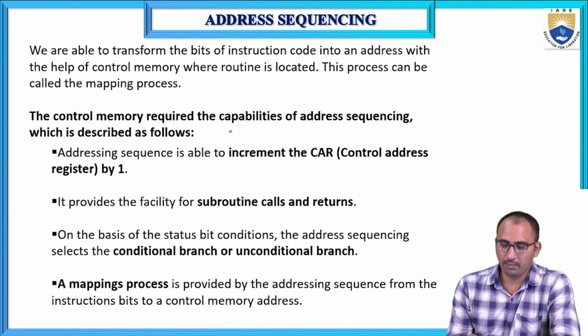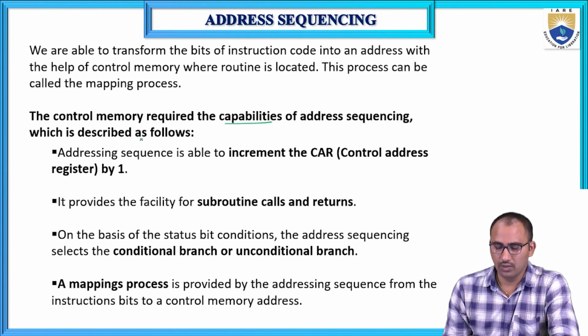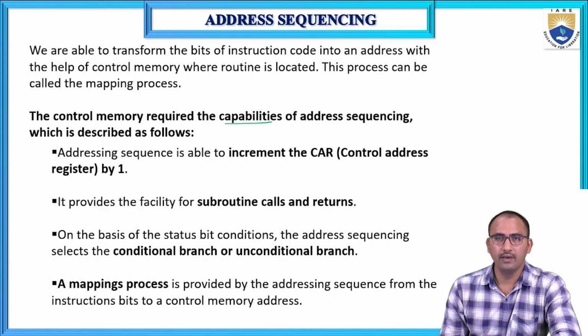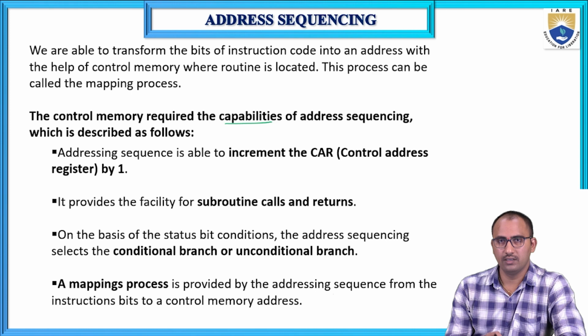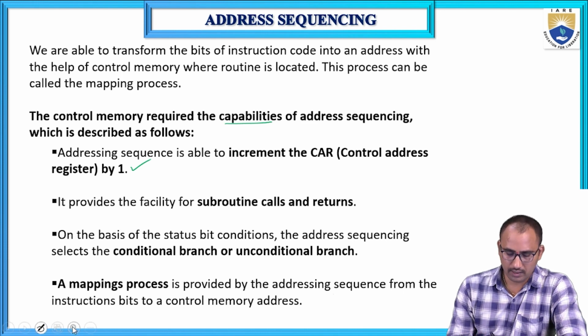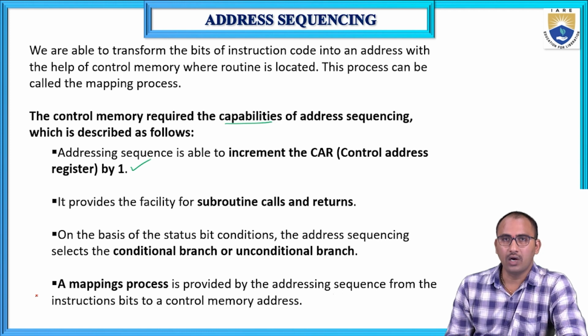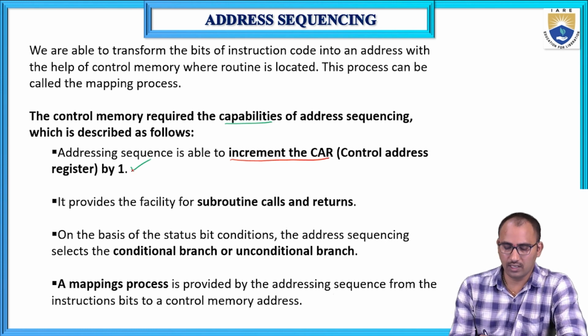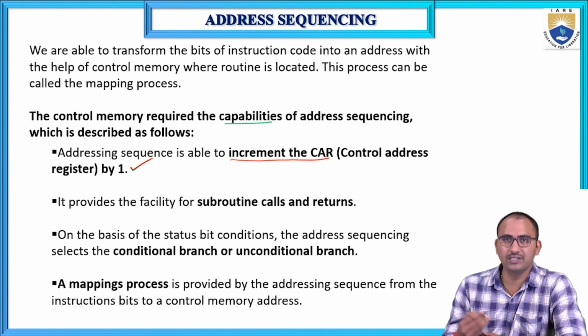Coming to the control memory, it requires the capabilities of address sequencing, which is described as follows. As we have already seen in the microprogrammed control unit, while the current instruction is executing, simultaneously the address of the next micro instruction is generated. This can be done in 4 ways. The first way is incrementing the CAR by 1. CAR means control address register. That is the first way of generating the address of the next micro instruction.